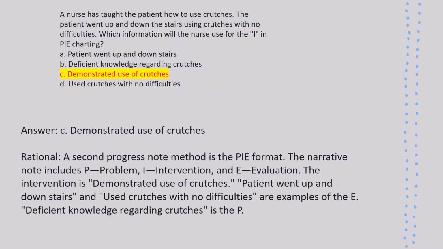Answer: C. Demonstrated use of crutches. Rationale: A second progress note method is the PIE format. The narrative note includes P, Problem; I, Intervention; and E, Evaluation. The intervention is demonstrated use of crutches. "Patient went up and down stairs" and "used crutches with no difficulties" are examples of the evaluation. Deficient knowledge regarding crutches is the P.